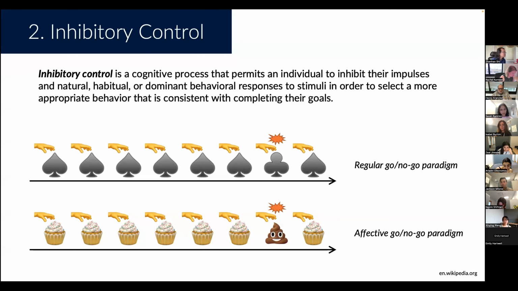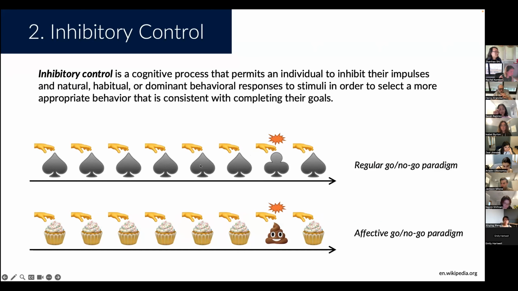And now I'm going to move on to the second domain, which is inhibitory control. By definition, inhibitory control is one's cognitive ability to inhibit their impulsive or habitual behaviors in order to select a more appropriate behavior that's consistent with their long-term goals. It is usually studied by the go-no-go paradigm, where subjects have to respond to the frequently presented go stimulus while inhibiting this kind of habitual or impulsive response to an occasionally presented no-go stimulus.